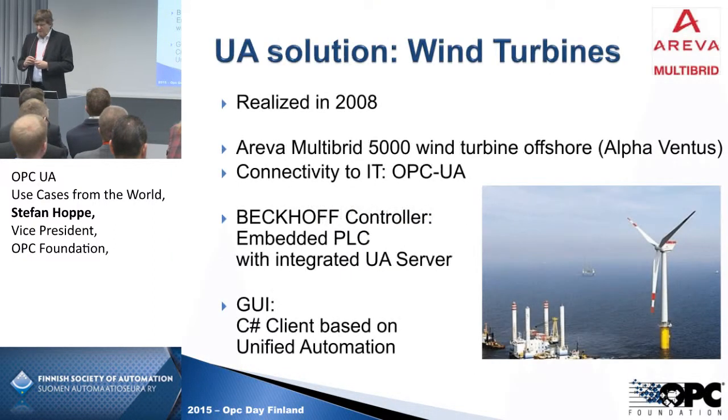A quick, let's keep it nearly like a movie, right? To talk about some success stories. In 2008, extremely early, this was realized with wind turbines in the North Sea. It was Alpha Ventus, a big offshore wind turbine park, and at that time in this cabinet was running a Beckhoff controller with an integrated OPC UA server in the controller. On the IT landscape, they took the toolkit from Unified Automation and made something in C#, and then they were connected to those wind turbines in a completely secured way.